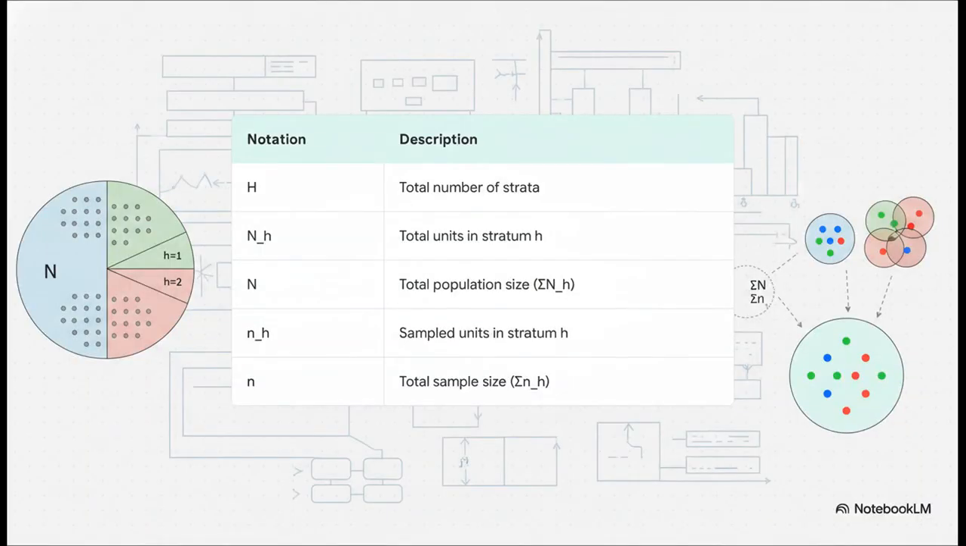Now, before we go any further, let's learn the lingo. Think of this as our cast of characters. H is just how many strata, or groups, we've made. Capital N sub H is the total number of people in a single group H. Add all those up, and you get capital N, the total population. On the flip side, little n sub H is the size of our sample from that one group. And when you sum all of those up, you get little n, our total sample size. Getting these down is going to make the formulas we're about to see make a whole lot more sense.